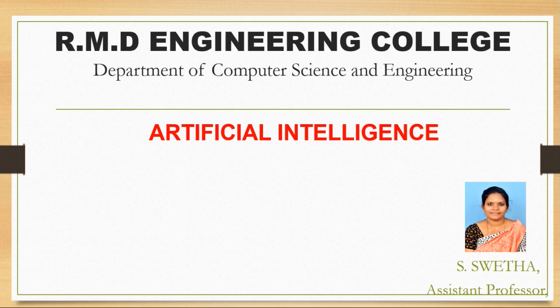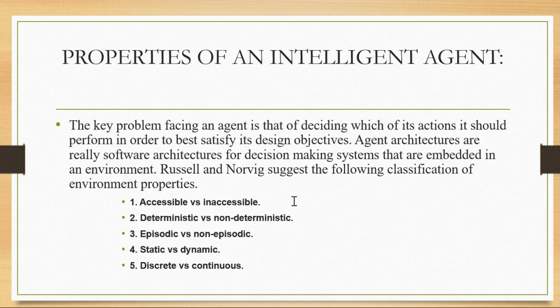In this lecture, we'll discuss the properties of an intelligent agent. The key problem facing an agent is deciding which of its actions it should perform in order to satisfy its objectives. Here Russell and Norvig suggest the following classification of environment properties.